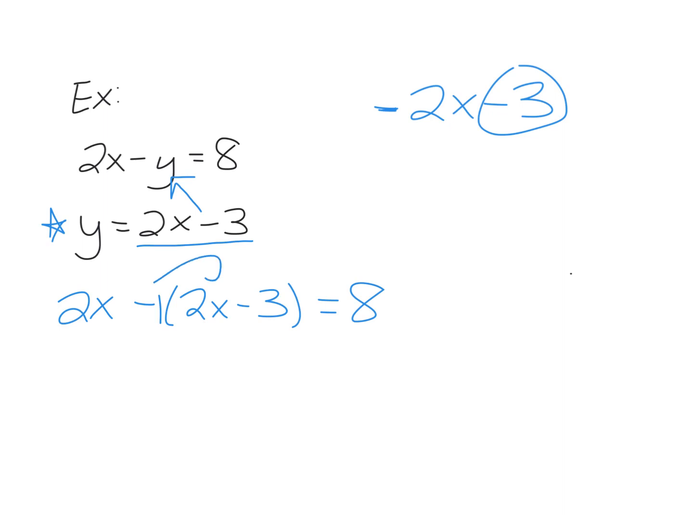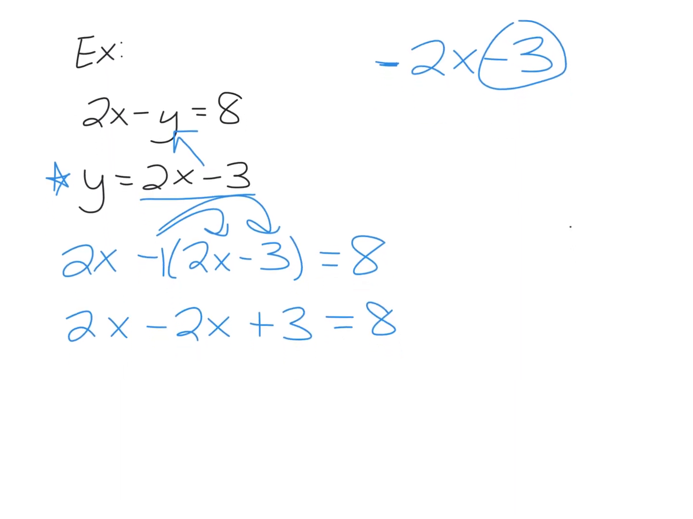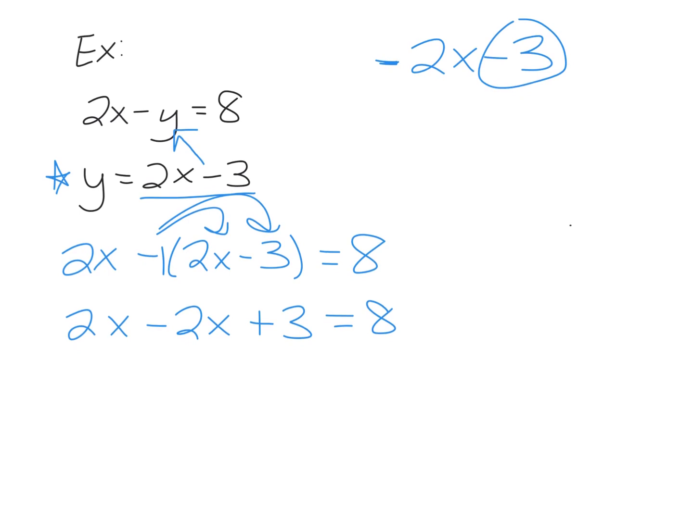Okay, so here, go ahead and distribute. We have 2x minus 2x plus 3 equals 8. What do we notice is going to happen if we combine like terms? There are going to be no x's, right? 2x minus 2x, those cancel each other out. So we're left with 3 equals 8. Ask yourself, is that a true statement? Does 3 equal 8? No. So what do we think our answer is? No solution.